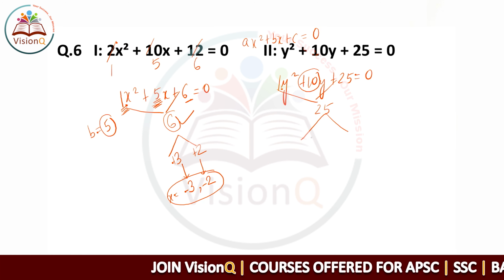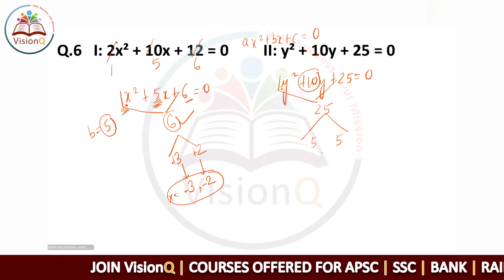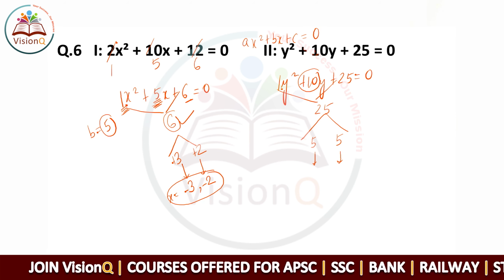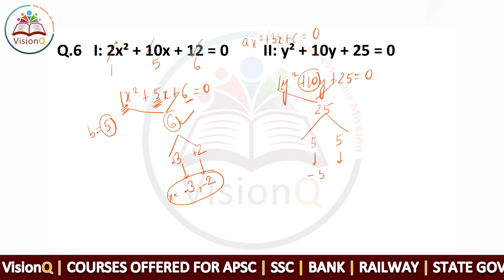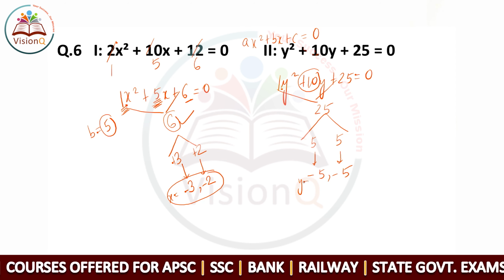Product is 25. So numbers are obviously what? 5 and 5. In the next step, divide both these numbers by a and change the sign. So it becomes minus 5 and minus 5. So these are the values of y.